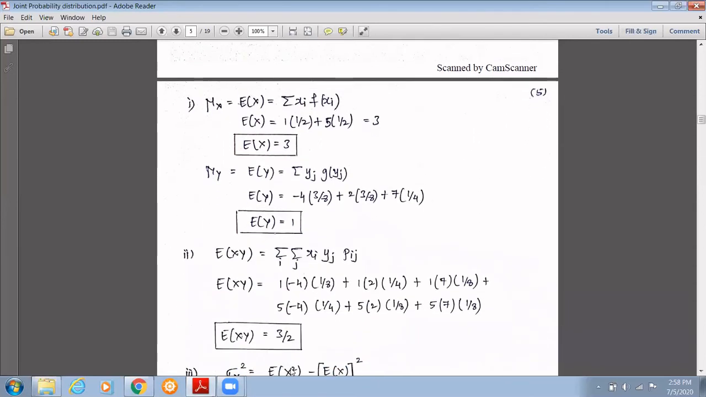Next is expectation of x into y. I take the explicit formula directly. It is double summation xi yj into pij. So it is like x1 y1 p11. x1 is 1, y1 is minus 4, p11 is 1 by 8. With the help of the joint probability distribution table, we get all these entries. Plus next x1 y2 p12: x1 is 1, y2 is 2, p12 is 1 by 4. Next is x1 y3 p13: x1 is 1, y3 is 7, p13 is 1 by 8.